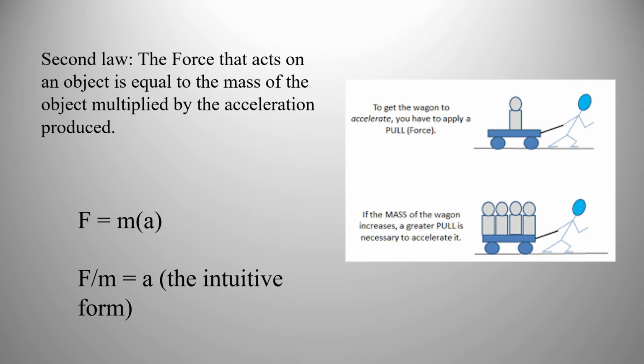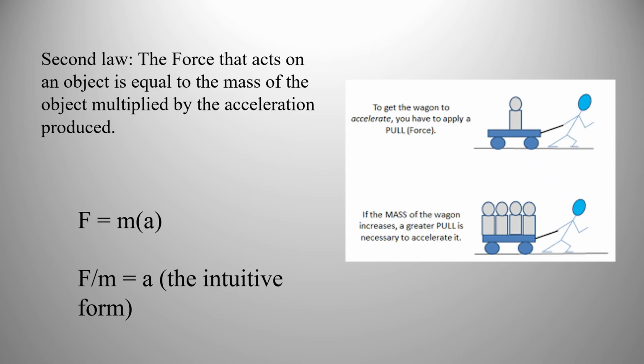And so I call F divided by M equals A the intuitive form. And that intuitive form is explained by the illustration here. You have to pull on the wagon to get it to accelerate. But if the mass increases, then you're going to apply the same amount of force, but a more massive object won't accelerate as aggressively as a less massive object.